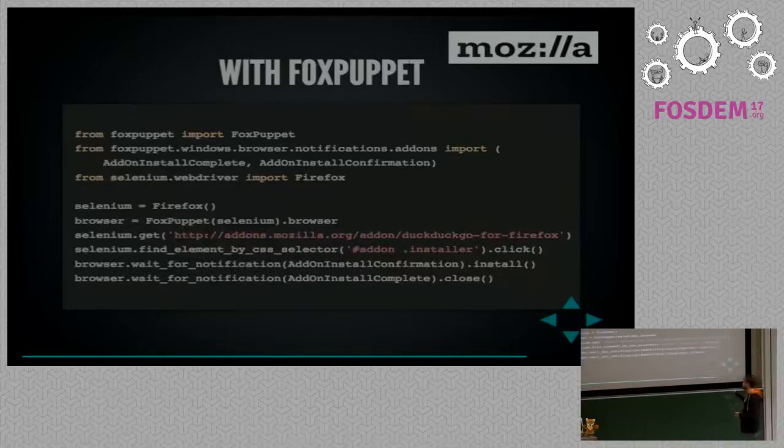We're saying browser, wait for the notification. We're specifying the notification that we're expecting, and we're clicking install. We're calling the install method here. And then after that's done, we're ready for the add-on install complete notification, and we're clicking close on that.